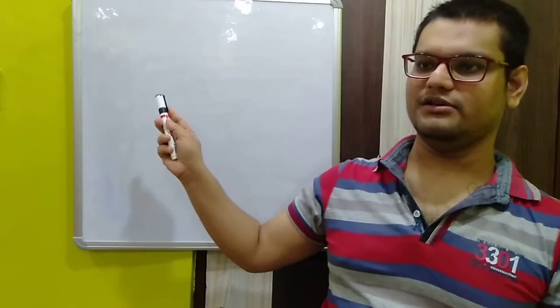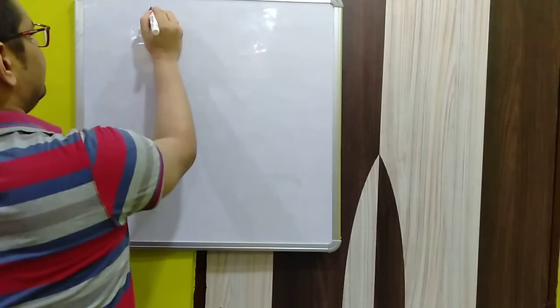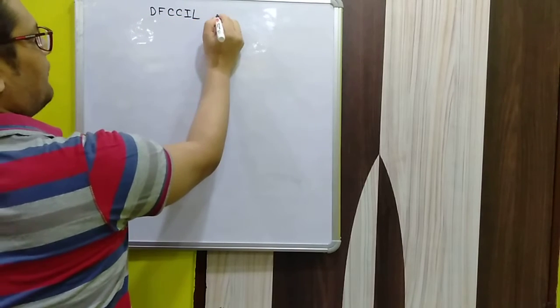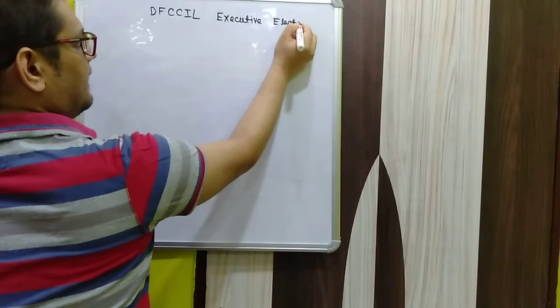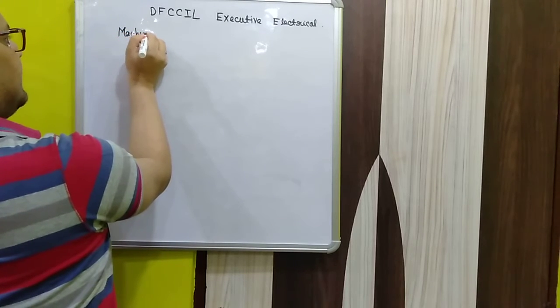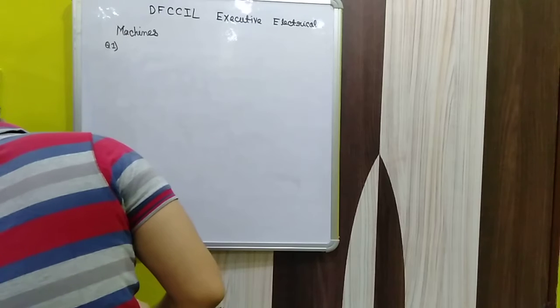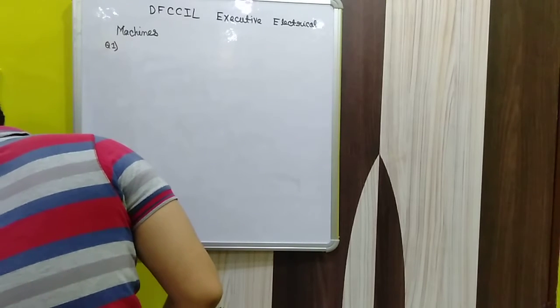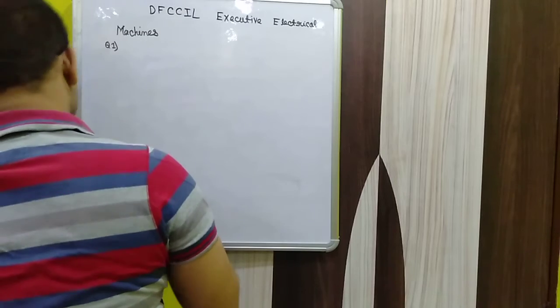Now I'm going to solve the questions one by one and write each question on this board, so that it will be easier for you to understand what the questions were and what the solution of each problem is. I'm going for the number one question which came in the machine part, DFCCIL for the post of Executive Electrical. In this class I'll solve questions regarding machines, or electrical machines. So I'm taking the number one question which came in the examination.